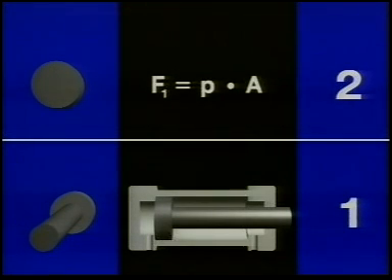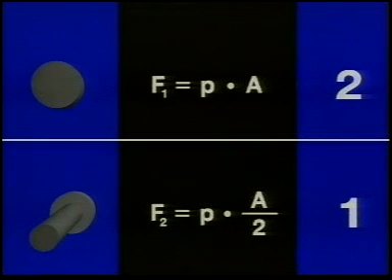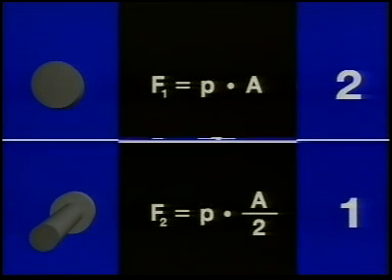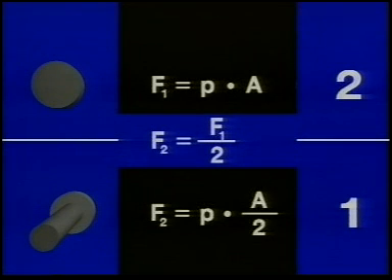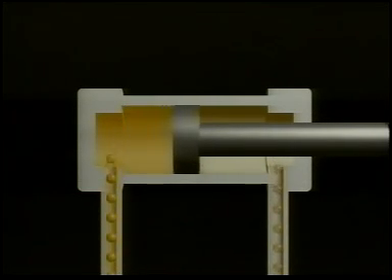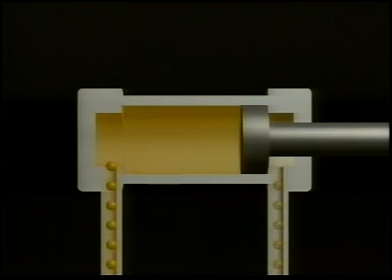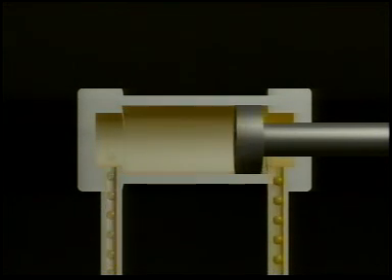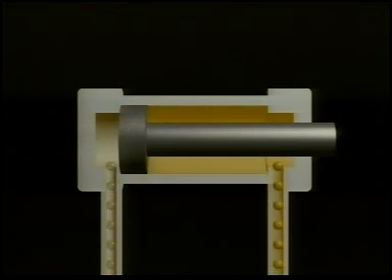From this we can derive the following. If force F1 equals P times A, and force F2 equals P times A over 2, then the force on the return stroke is equal to half that of the advance stroke. On the other hand, the flow rate being equal, half the chamber volume on the rod side is filled with oil in half the time, so the piston retracts at twice the speed.